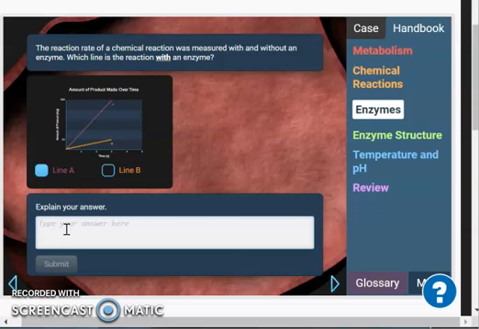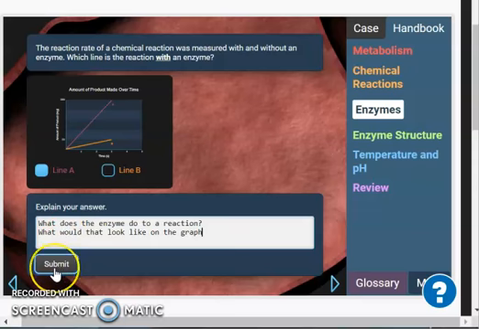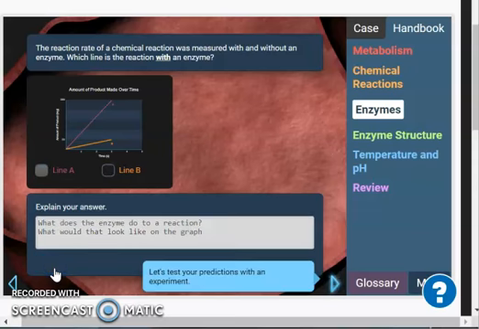First, I want you to think about what does the enzyme do to a reaction? And then, what would that look like on the graph? When you answer those two questions, you will have a good justification. We can now hit Submit.